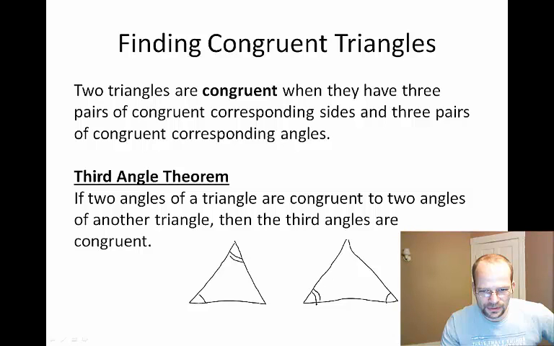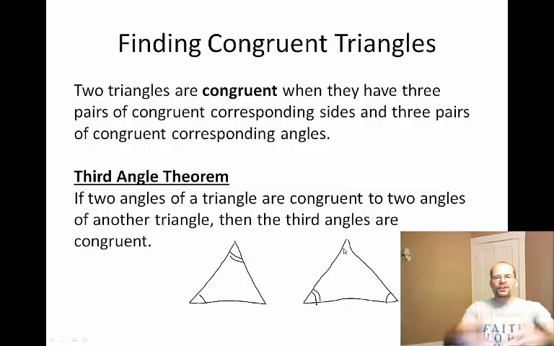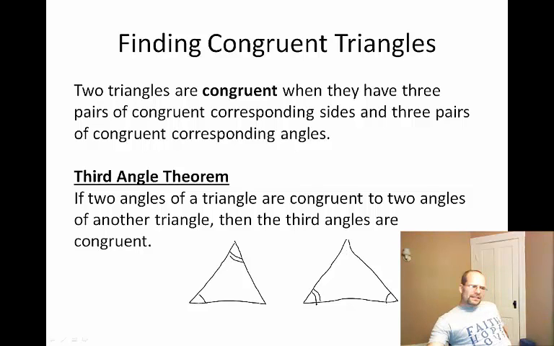Okay, notice there's no given information about the third angle. There's nothing being stated about this angle here or this angle up here. We don't know anything, at least nothing has been given to us. But the third angle theorem says, listen, if this angle here and this angle are congruent, and these 2 angles are congruent, then the third angle must also be congruent.